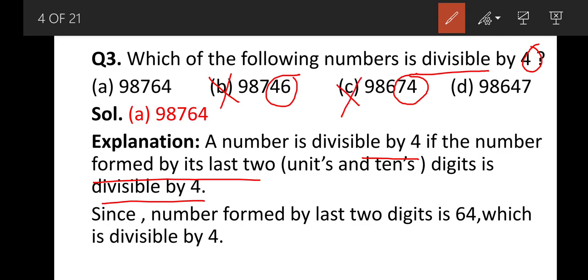Let us see now D option. The number formed by the last two digits, that is units and tens digits, is 47. Is it divisible by 4? No. So this is also again a wrong option. And we are left with this option. This is the correct option because the number formed by last two digits is 64, which is divisible by 4. So the correct option is A option, that is 98,764.